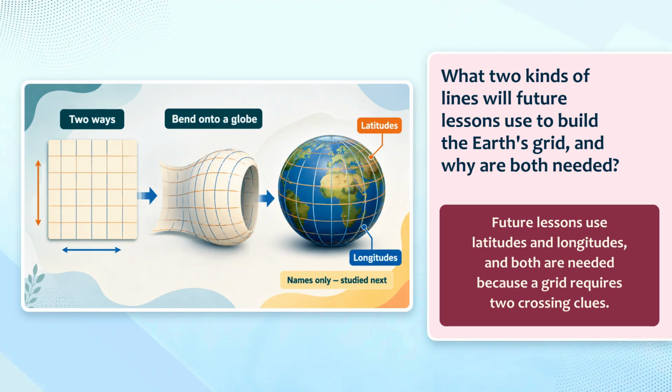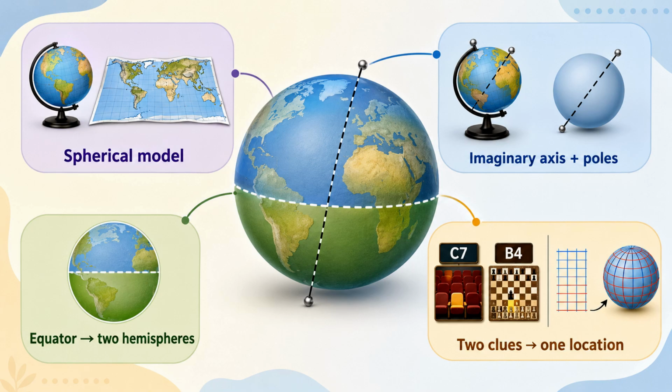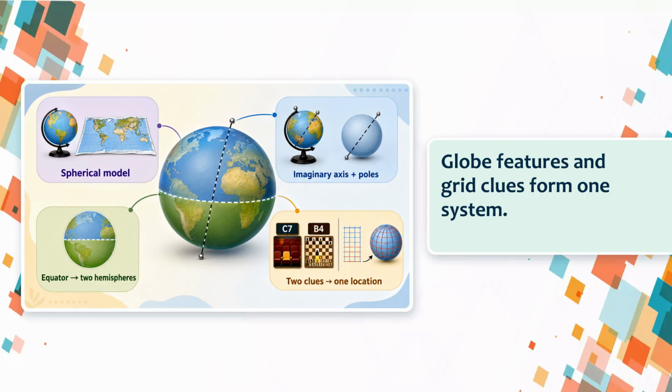Next, we will reconstruct the globe and grid ideas without adding any new information. A globe matches Earth's shape better than a flat map. Its imaginary axis ends at the poles, and the equator divides two hemispheres. Like C7 or B4, Earth's grid needs two crossing clues to locate places. The connectors show how the separate lessons fit together.